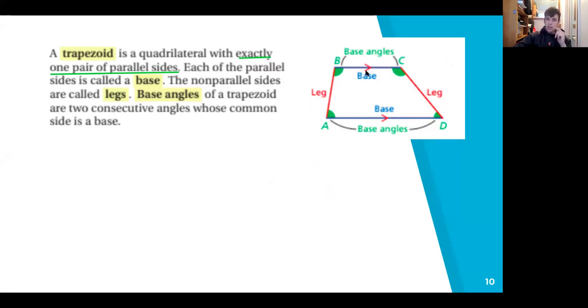Each parallel side is called a base, so we have two bases. And then the non-parallel sides, we call those legs. We also use legs for right triangles, but these are different. These are legs of a trapezoid. The base angles of a trapezoid are consecutive angles that share a base. So A and D in this case are base angles, and B and C are base angles. They share this base. A lot of vocabulary there.